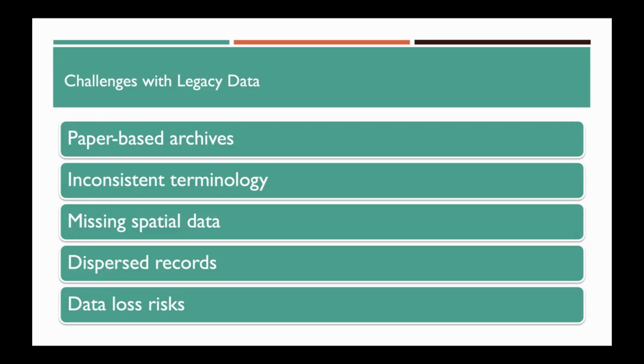Data is often fragmented across institutions, museums, and universities, unpublished archives, and even personal collections. In Sudan, for example, data relating to sites like Meroe may exist across multiple countries and institutions. Finally, there is a serious risk of data loss, especially in conflict situations. Archives can be damaged, looted, or destroyed, making digitization and integration urgent priorities.